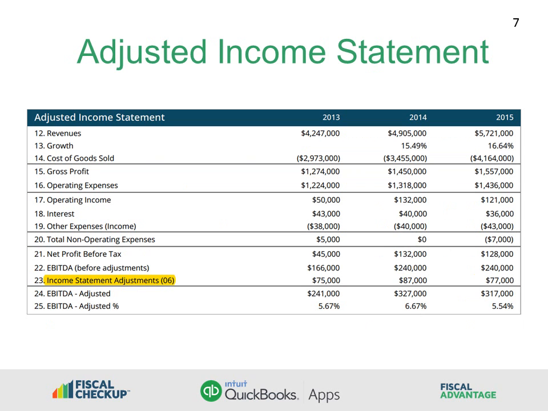The bottom of the page presents the income statement as it was prepared by the company, but we've added line 23 in order to include the income statement adjustments that were entered into Fiscal Checkup.